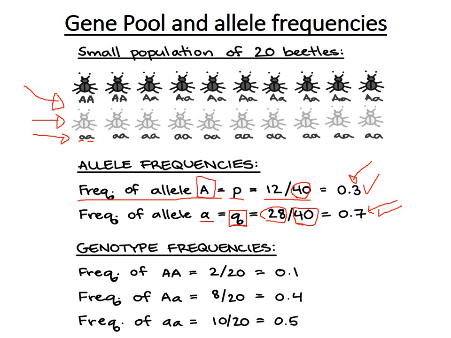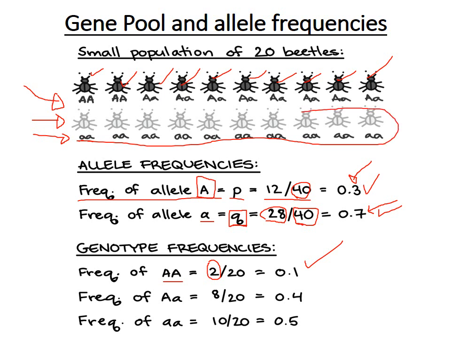You have 20 individuals. How many are big A, big A? Well, you can count. 1, 2, it looks like it's only 2 out of 20 that are big A, so 2 divided by 20, 0.1 are big A, big A. And then you can do the same thing for the heterozygous individuals. We have 1, 2, 3, 4, 5, 6, 7, 8. 8 are big A, little a. 8 divided by 20, 0.4. And then you can do the same thing for little a, little a. You notice we have 10 out of 20 individuals that are little a, little a. So 10 out of 20 gives you 0.5.